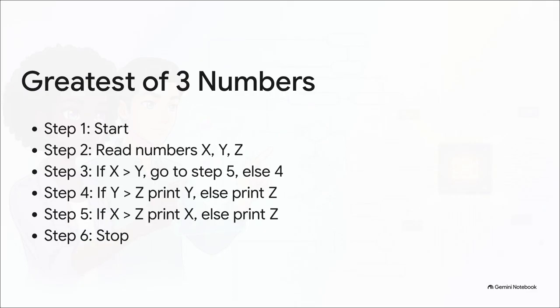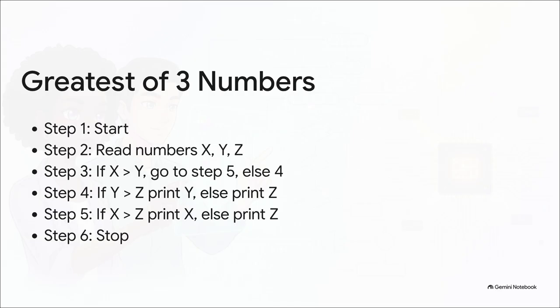Let's look at a slightly trickier puzzle. Ava wants to find the greatest of three different numbers, let's call them x, y, and z. She starts and reads the three numbers. But look at Step 3. It says, if x is greater than y, this introduces what we call if-then decision-making.